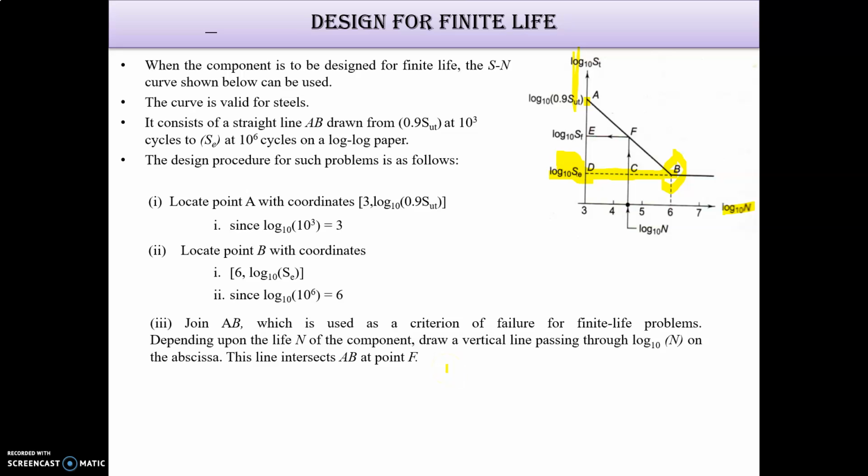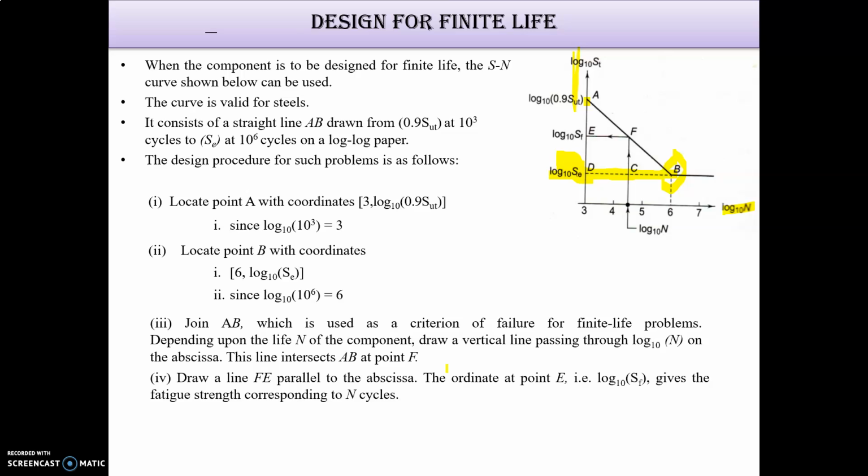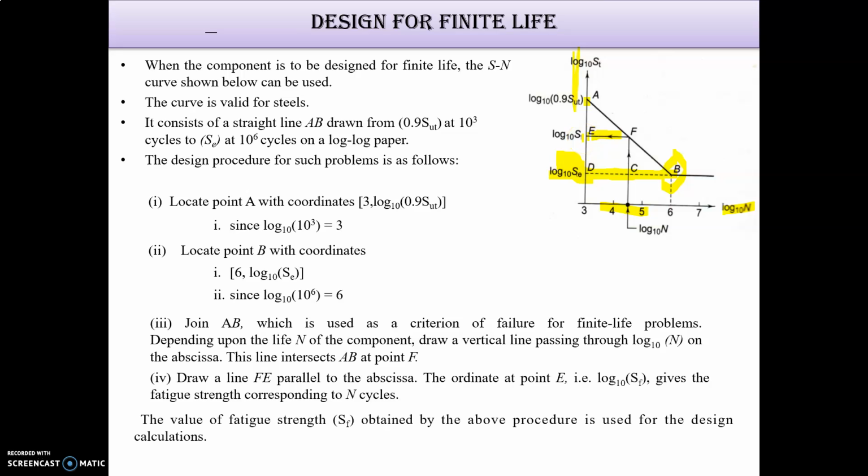and draw a vertical line passing through log to the base 10 N. Now draw the line FE parallel to the abscissa. Abscissa means your x-axis. We have drawn a parallel line here. Now the ordinate at point E, that is log to the base 10 Sf, gives the fatigue strength corresponding to N cycles. This is the fatigue strength, after which you can get a failure value. The value of fatigue strength obtained by the above procedure is used for the design calculation.